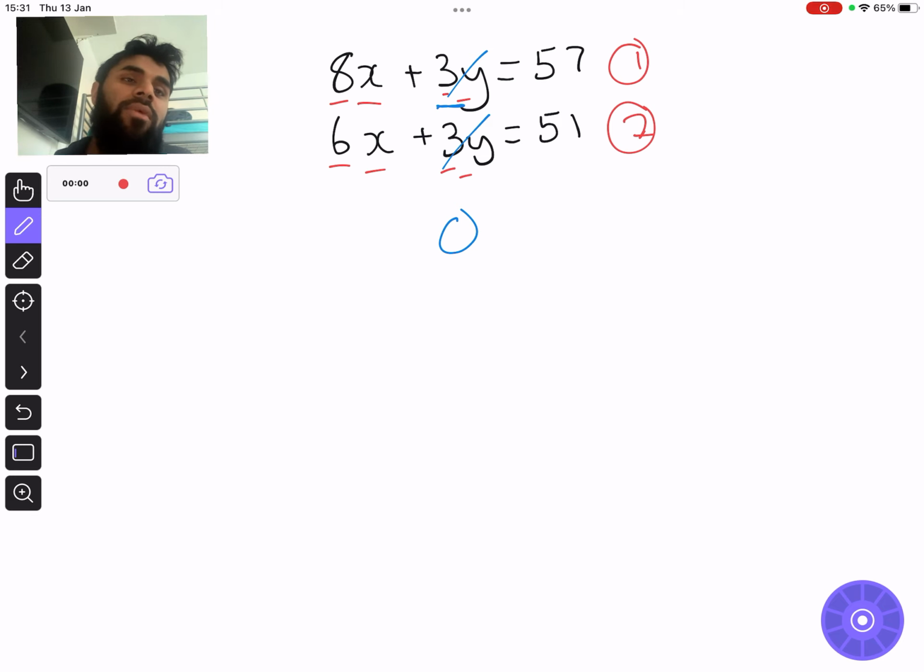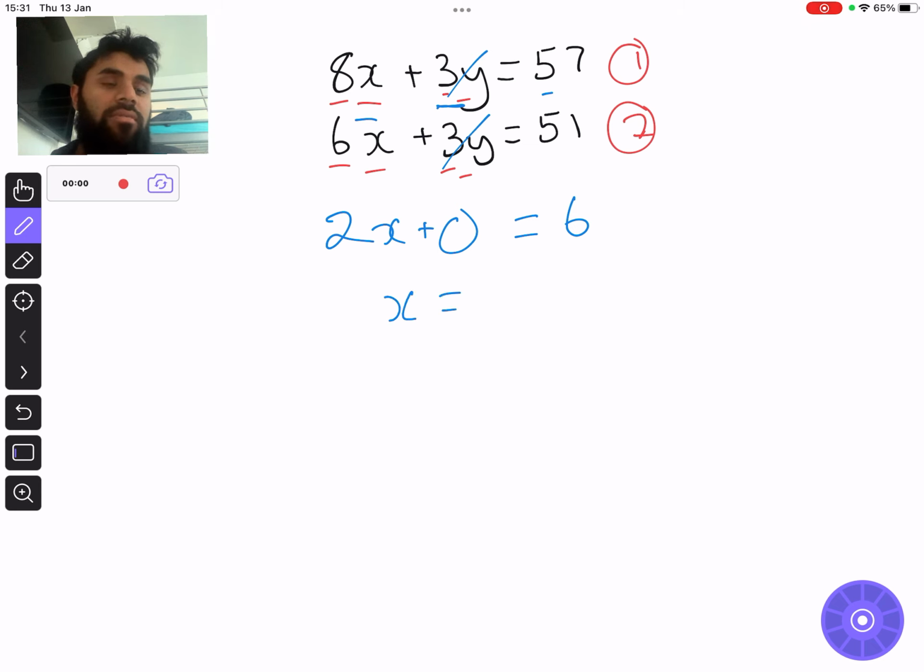However, if we subtract one part of the equations, we have to subtract everything else. So 57 minus 51 and 8x minus 6x. So 8x minus 6x is 2x, and 57 minus 51 is 6. And so 2x equals 6, and so x equals 3. Okay, so that's that.